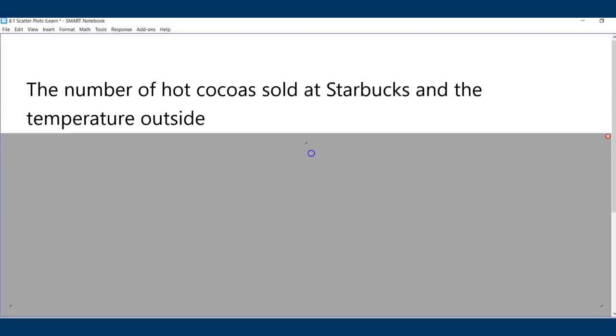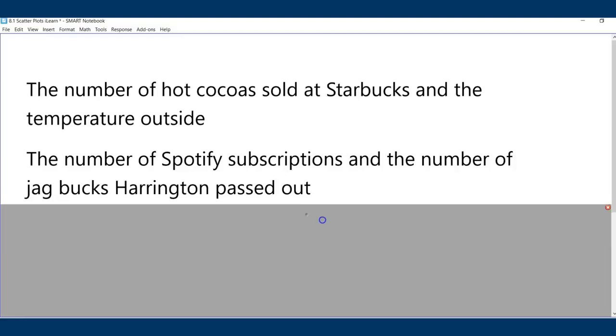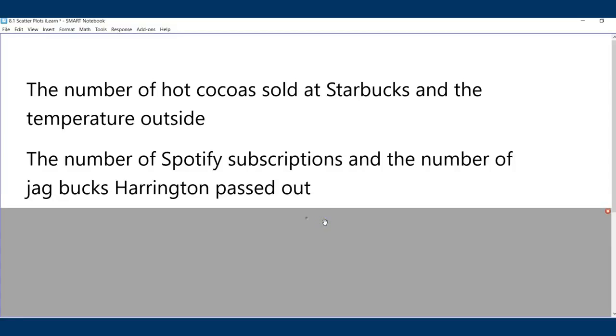The next one is going to be the number of Spotify subscriptions, which is a music service, and the number of Jagbucks Ms. Harrington passes out in class. Nope. Although Ms. Harrington really does love music, listening to playlists does not increase the number of Jagbucks that she passes out. So there is no causation there.